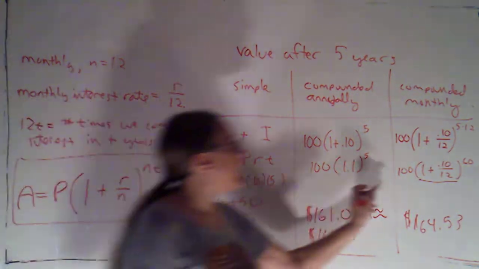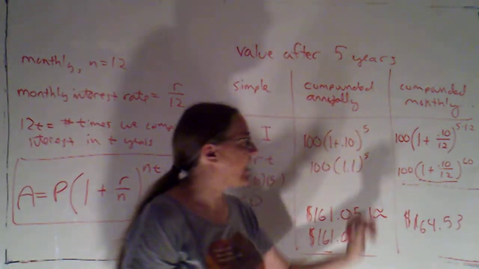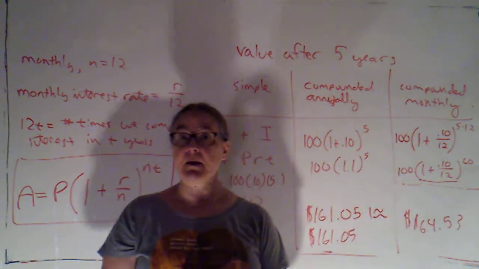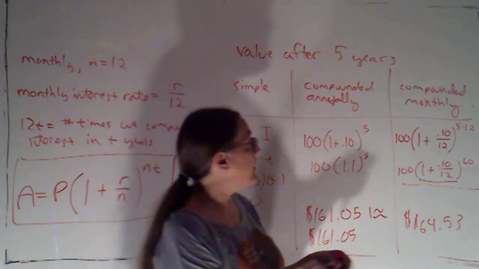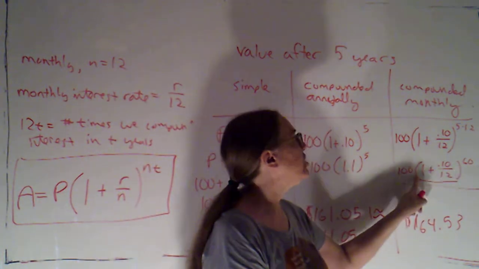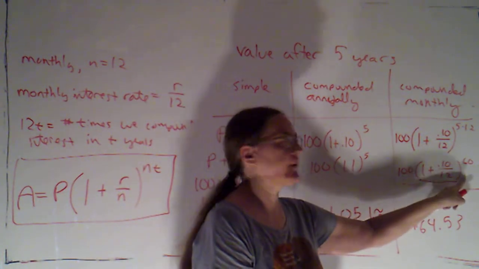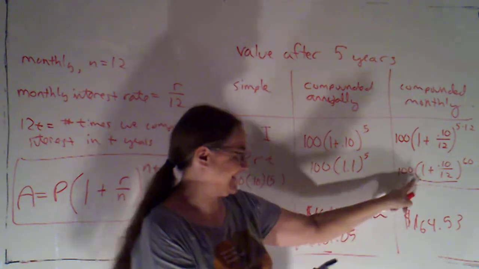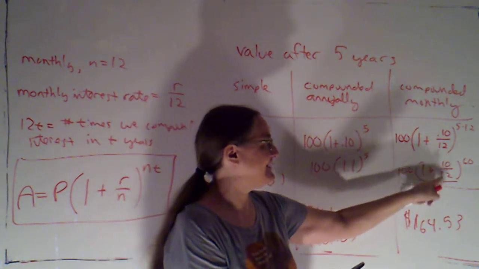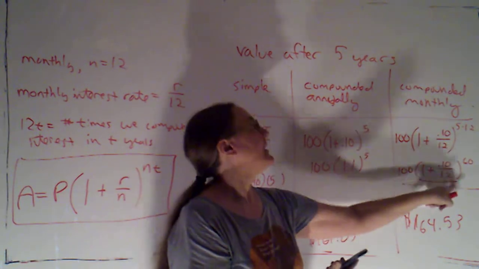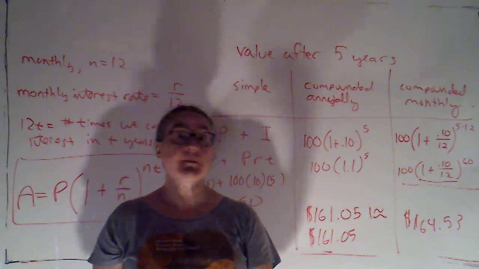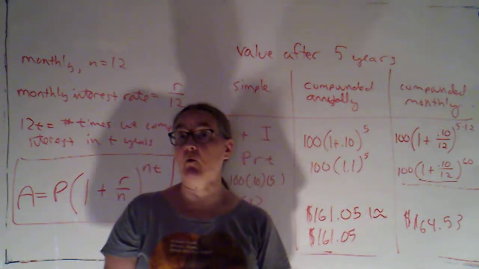Now, as you enter this into a calculator, I sort of did it just one part at a time. I think that works very nicely, at least for my particular calculator. If you wanted to enter in this whole thing, you would need to have those parentheses. So you could have hit just 100, left parentheses, 1 plus 0.10 divided by 12, right parentheses, raised that to the 60th power. But you do need the parentheses if you're going to enter the whole thing at once.